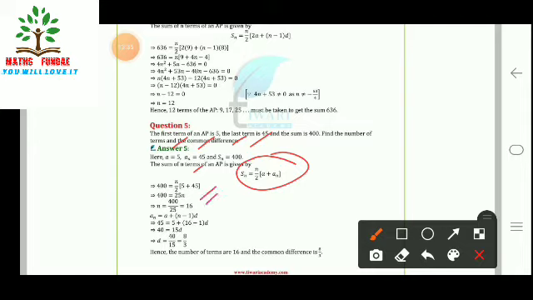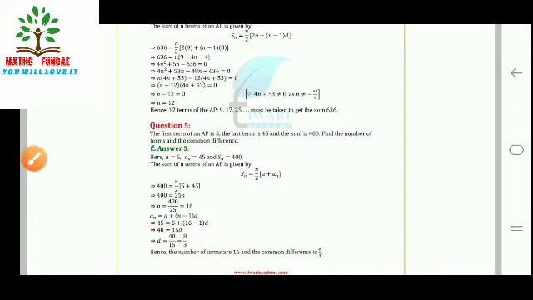Once we are getting n is equal to 16, then we have an is equal to a plus (n minus 1)d, that is 45 is equal to 5 plus (16 minus 1) into d. Putting the values and solving it, we are getting d is equal to 8 upon 3. So this is what we have to find, the number of terms and the common difference.